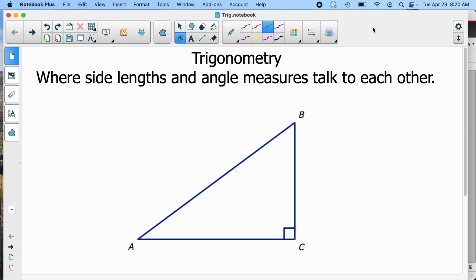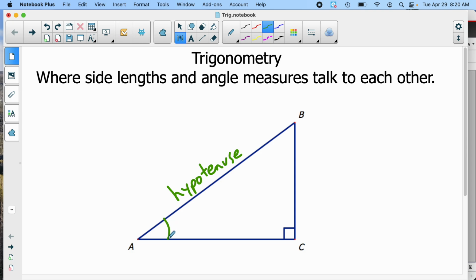So notice this right triangle that we have below, triangle ABC. Angle C is my 90-degree angle. So we know that side AB is the hypotenuse. I want to now define the other two sides as well, the legs of the triangle. And specifically, I'm going to start with angle A.